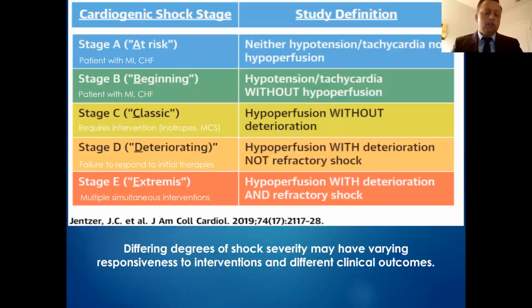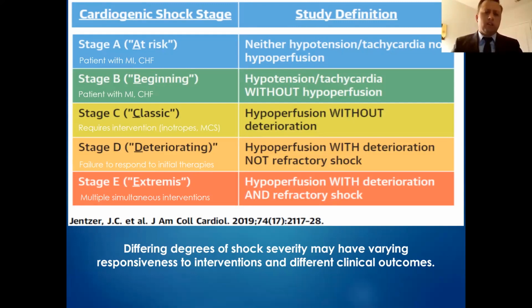The other staging system that you really have to know for patients in cardiogenic shock is the SCAI cardiogenic shock stage, which is relatively recent. The staging system is A through E, A patients being those at risk, such as a patient with an MI or a history of heart failure. These patients are neither hypotensive nor tachycardic, but let's say you end up giving them a dose of beta blocker when they're so volume overloaded, that may actually push them into cardiogenic shock. So they are at risk.